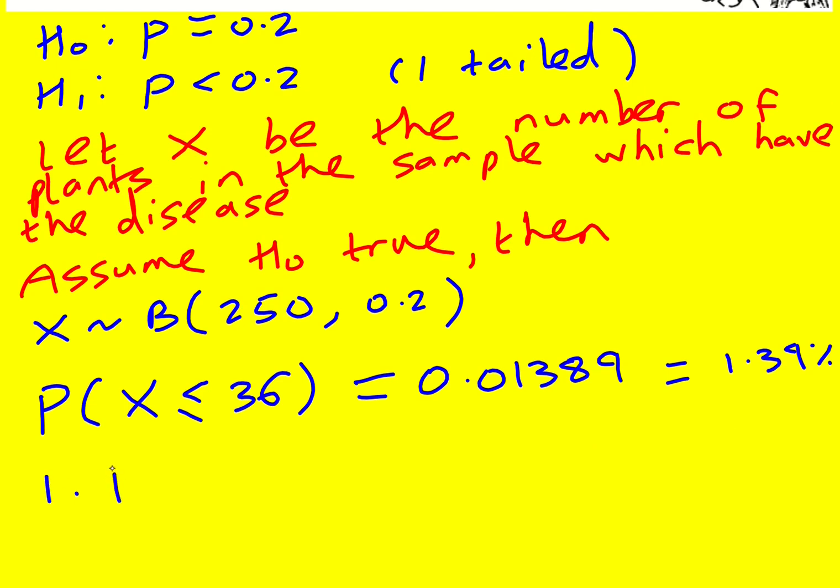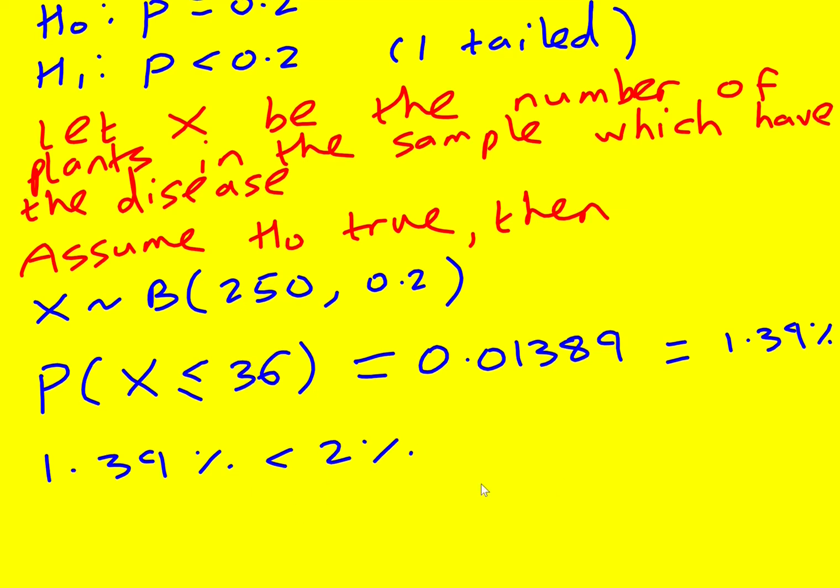And we compare that with the significance level, because the significance level is like our threshold for what we accept. So 1.39% is less than 2%. So it's less likely to have happened than our threshold. And that means we're going to reject H0.